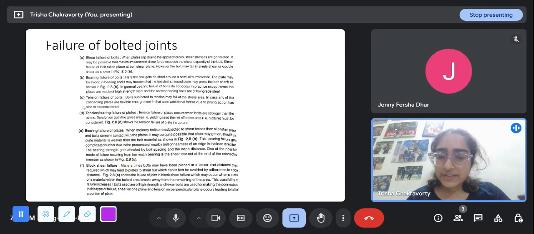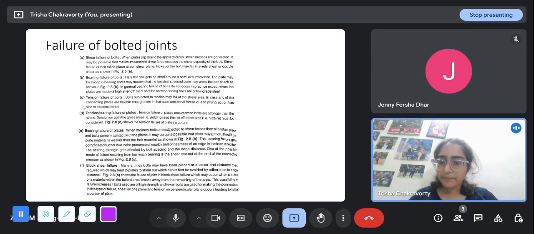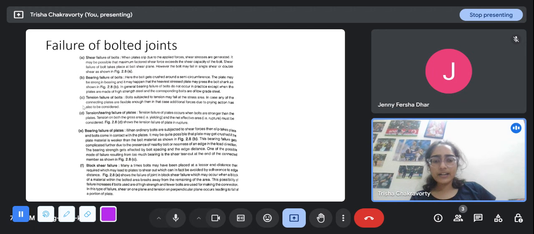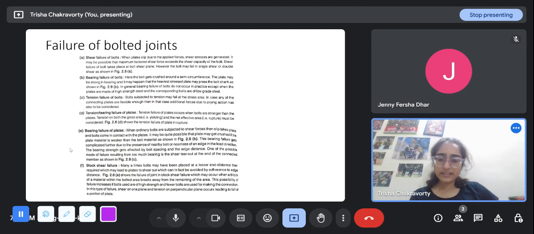Yes. So tension failure of plates occurs when bolts are stronger than the plates. This is what generally happens because bolts are generally stronger than plates, and tension on both the gross area, that is yielding, and the net effective area rupture must be considered. We'll look at it in a while in the examples.